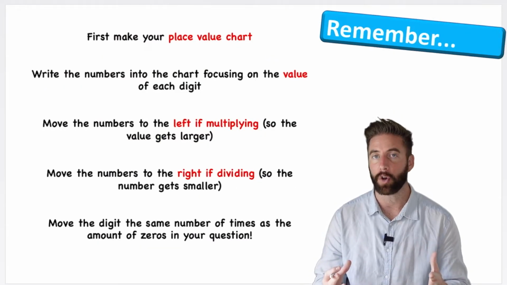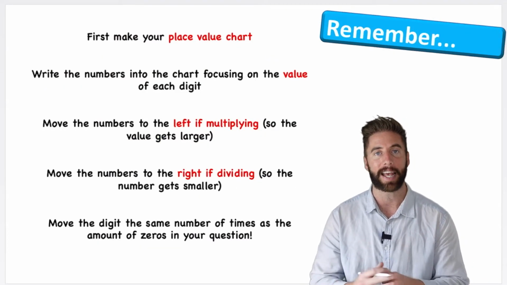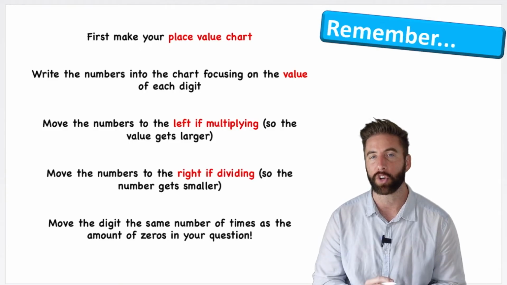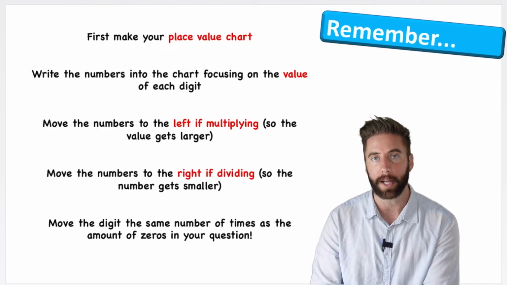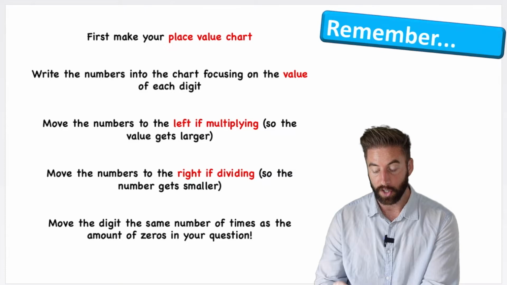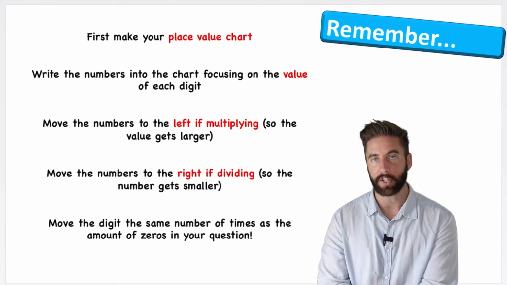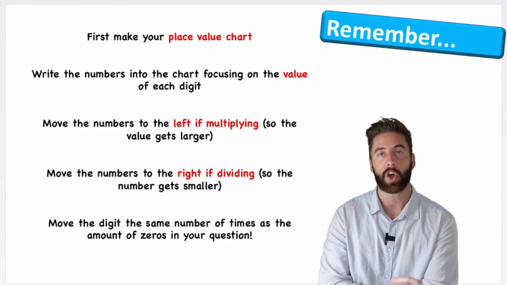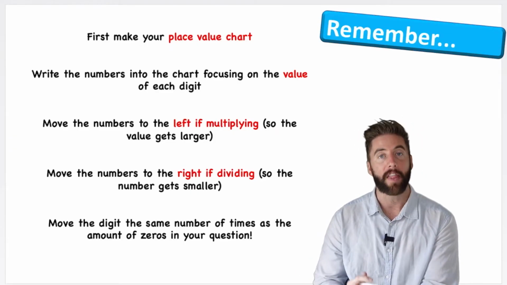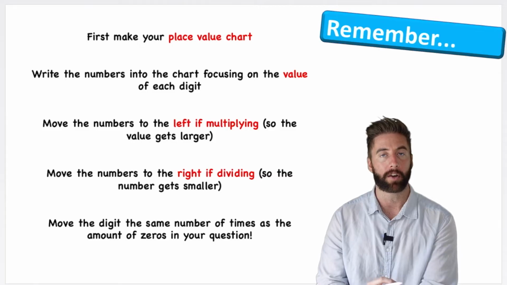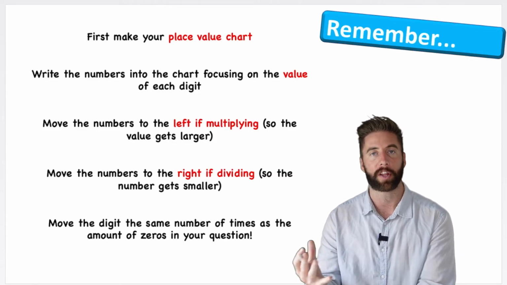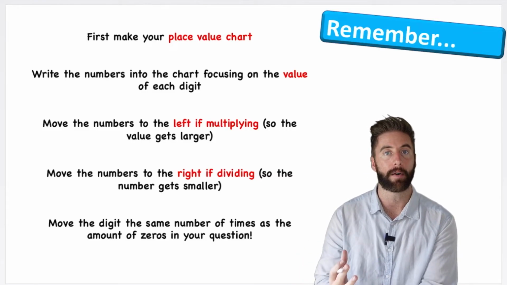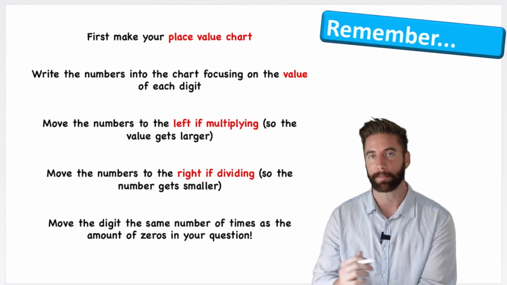That is everything you need to know about multiplying and dividing by 10, 100 and 1,000. But let's just look at what to remember. First, we should always make a place value chart, then write the numbers in the chart focusing on the value of each of the digits. Then move the numbers to the left if we're multiplying, or to the right if we're dividing. And then we simply look at what we're multiplying and dividing by, 10, 100 and 1,000, see how many zeros are in that number, and then move the numbers that amount of times.